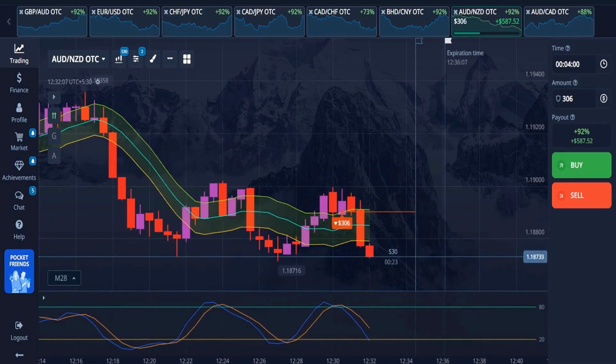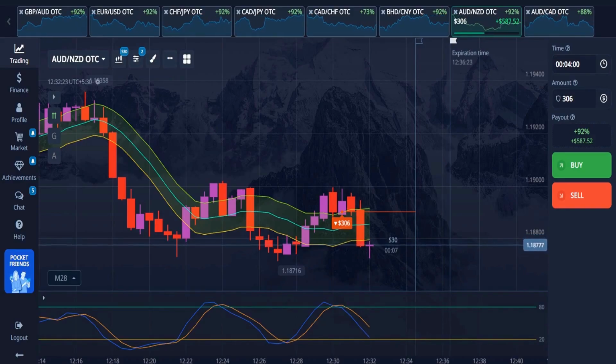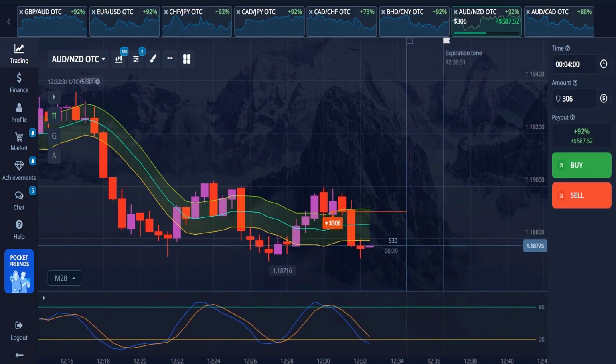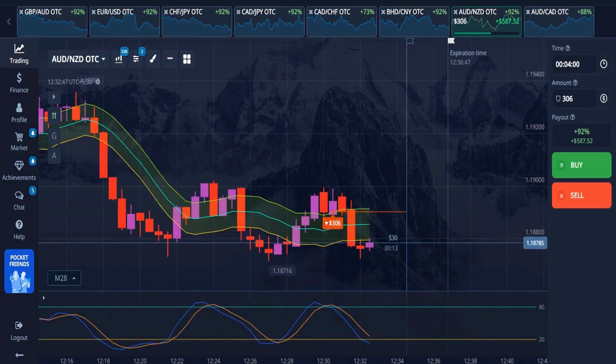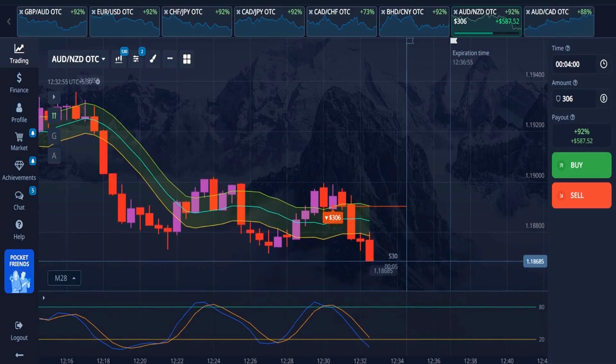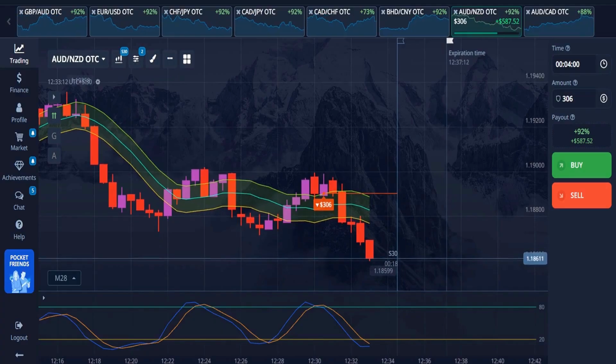Now, this is important. I waited for a bearish candle to form after the crossover. That gave me the confirmation I needed. Once all these conditions were met, I confidently placed a sell trade with a 4-minute expiry. Let's watch this trade play out and see how it performs step by step on the chart.